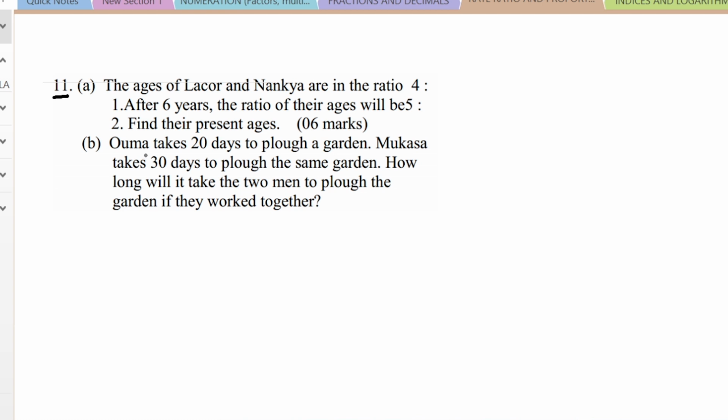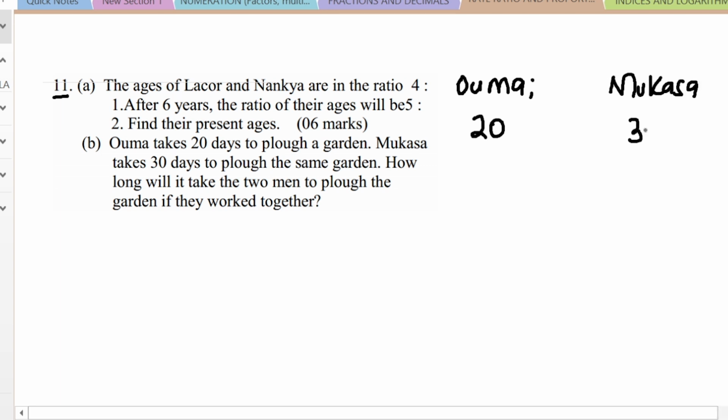Part B, we're talking about Ouma here, who takes 20 days to plow a garden. Mukasa takes 30 days to plow the same garden. How long will it take the two men to plow the garden if they worked together? So we have Ouma, we have Mukasa, and they take some time. If they combine their efforts, how long will they take to plow the same garden?